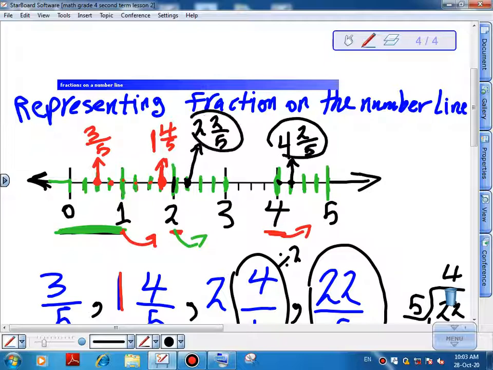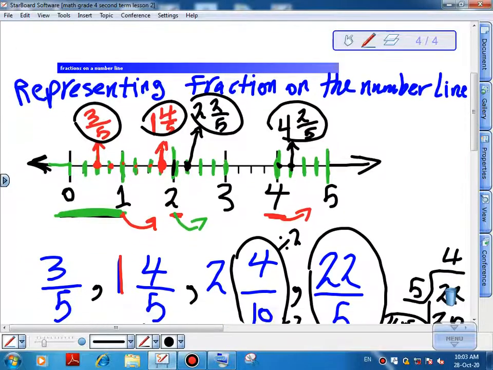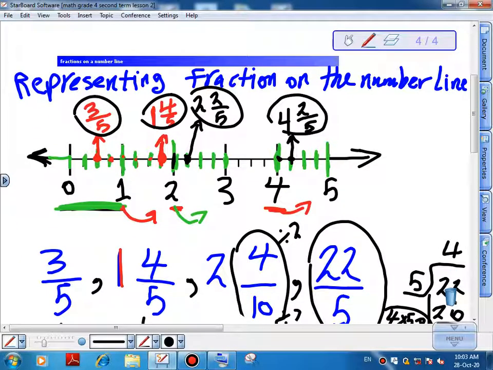We represented all these fractions on the number line. It's very simple, okay? 3 over 5, then 1 and 4 over 5, 2 and 2 fifths, 4 and 2 fifths. Thank you.